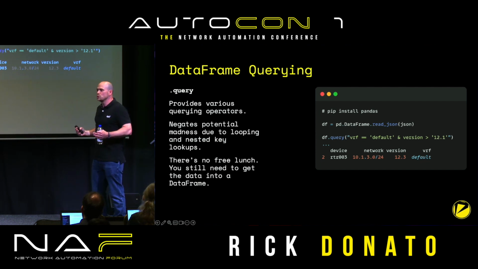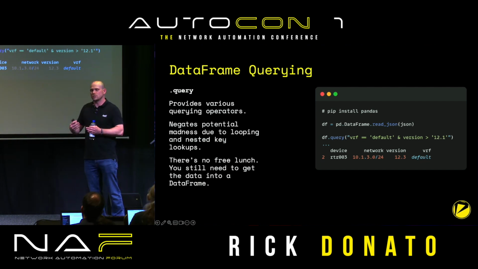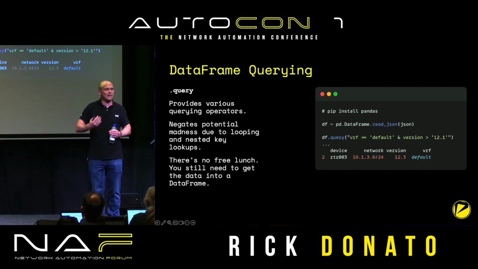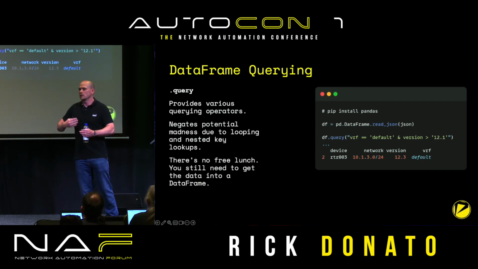And there is no free lunch with this. You still have to get it in. So if you've got some slightly nested data, you're going to have to flatten it. Or there are features within the Pandas framework that allow you to pick out bits of nested data to place within a data frame. But the other thing to mention is a lot of the tools now present you the data back as a data frame, so then you can work with it.